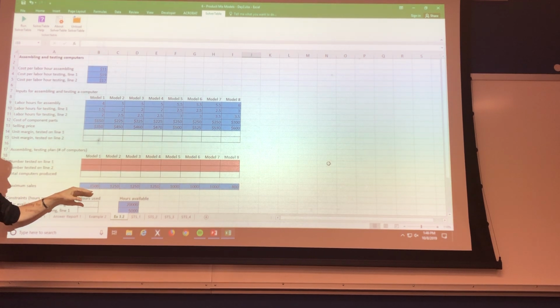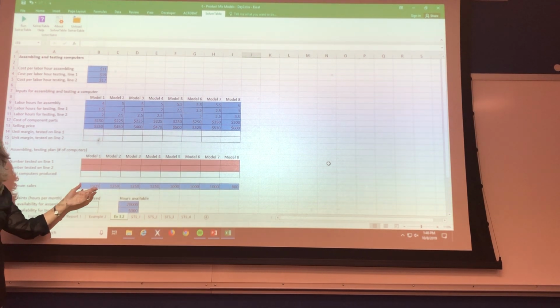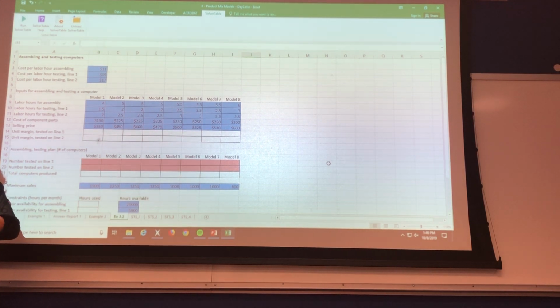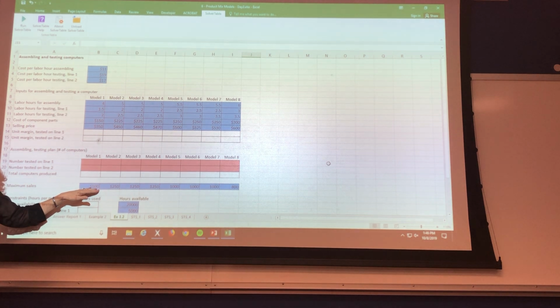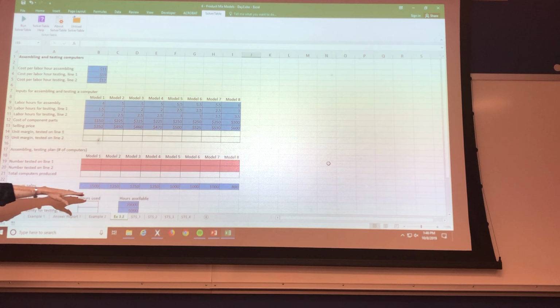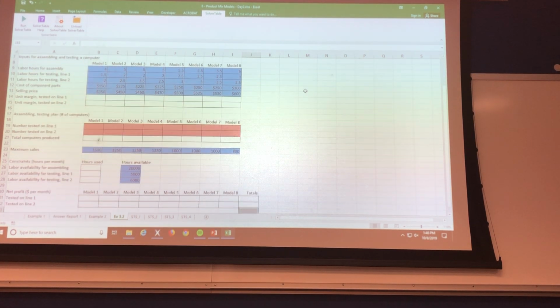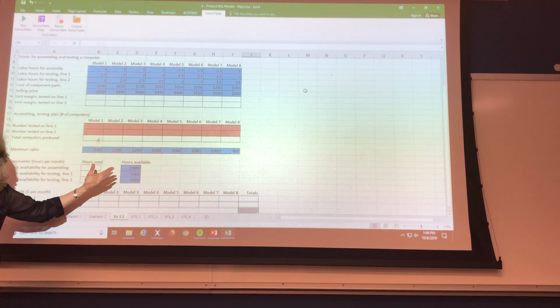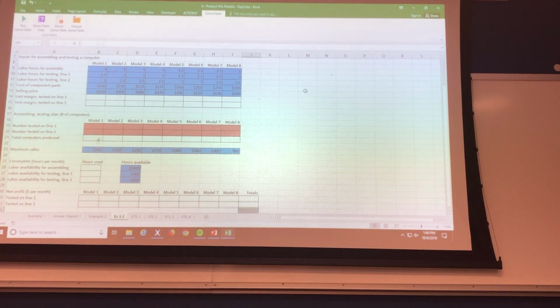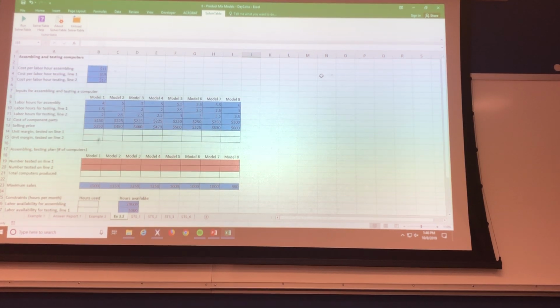But we also know what we've predicted to be a maximum demand, so we think of it as maximum sales. Under the assumptions of this model, we don't want to make more than we think we could sell. That's our choice. We also have constraints on the labor hours available to us, and we can't use more than we have. But here's what you have to know about this problem, and of course you can go back and look at it in the textbook.